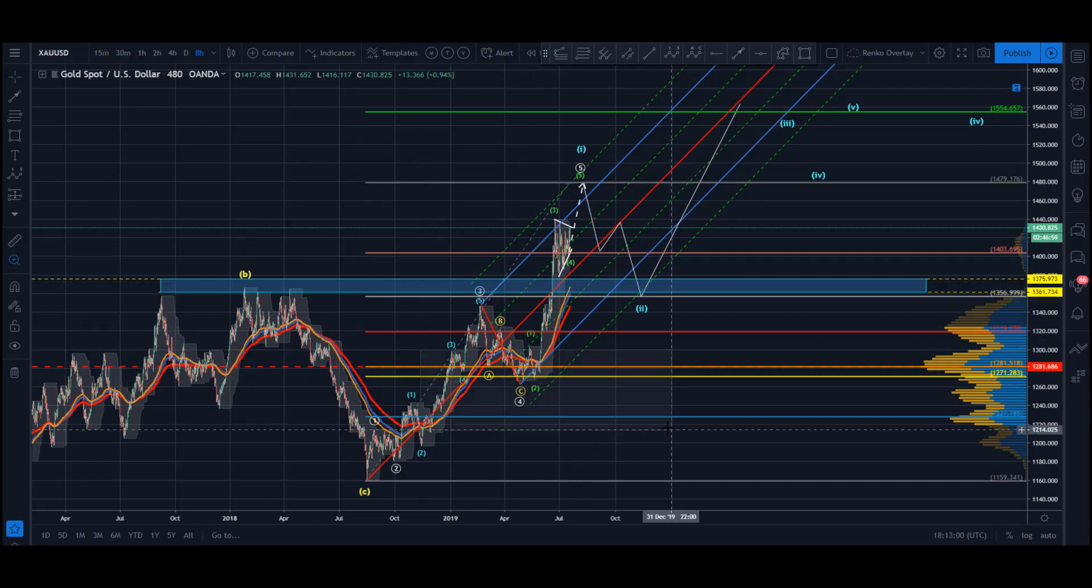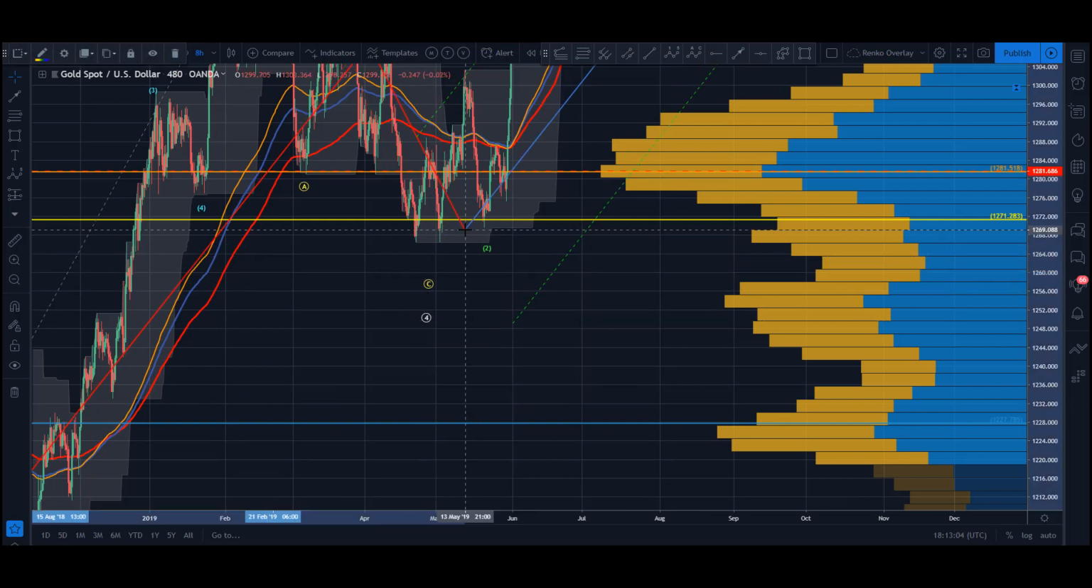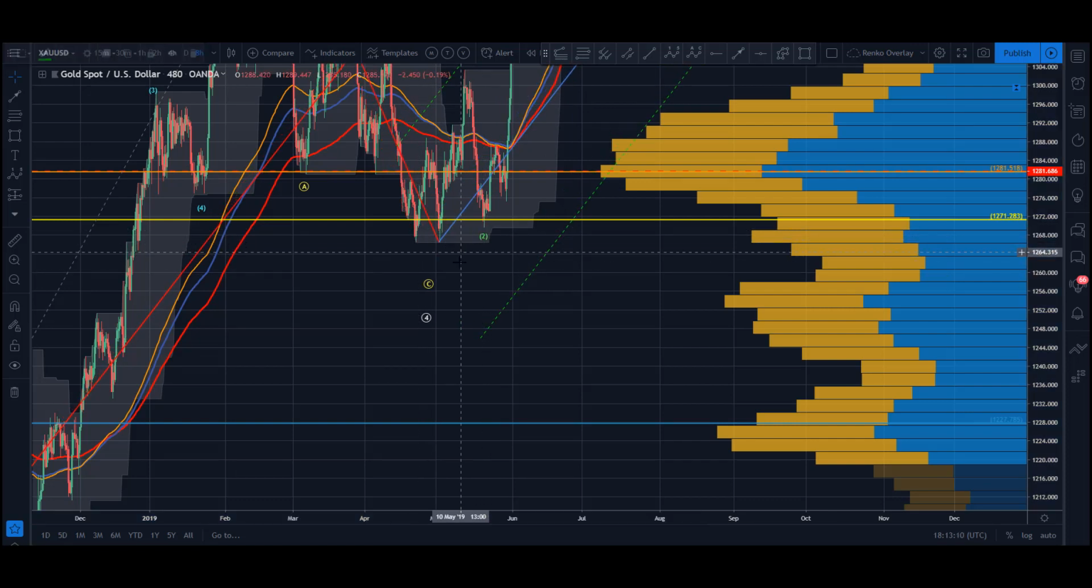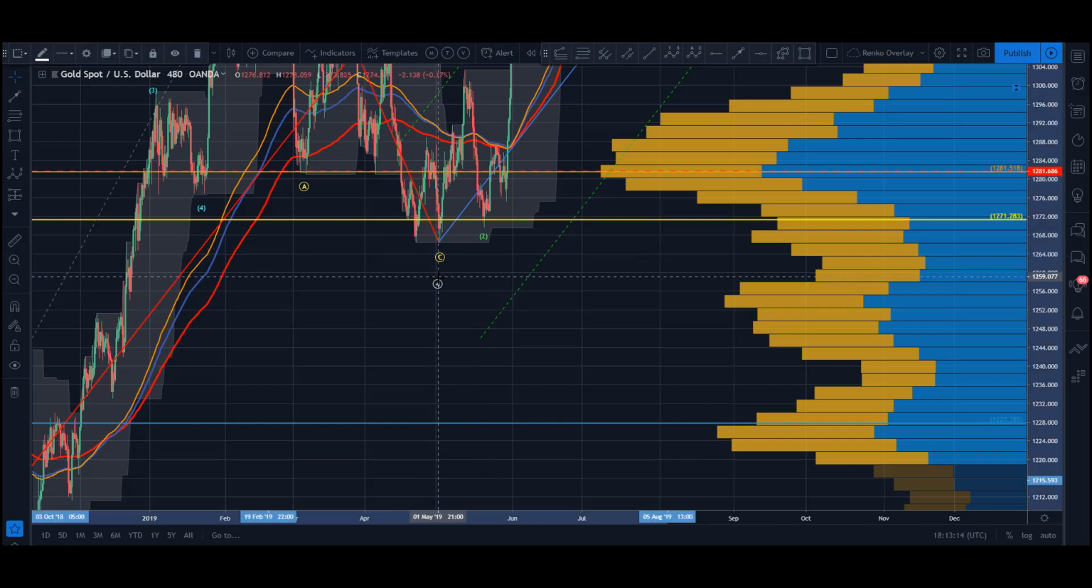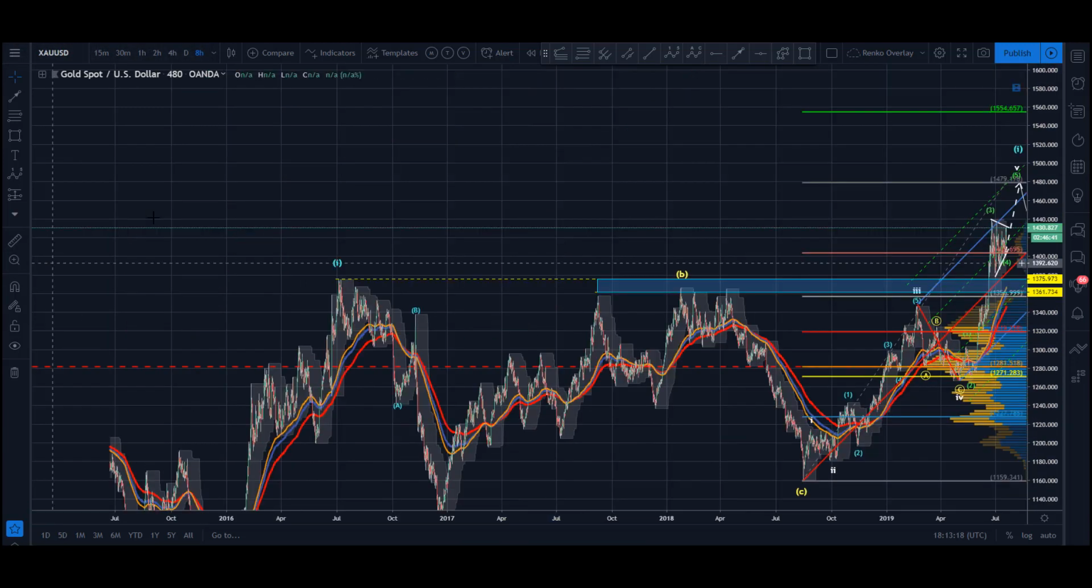But let me make sure I'm right on the low. Looks like it's a double bottom. Looks like that's it. So this is the proposed 2. That's the C. Proposed 4. Let's take that up a degree. Okay, so let's pull back out here.